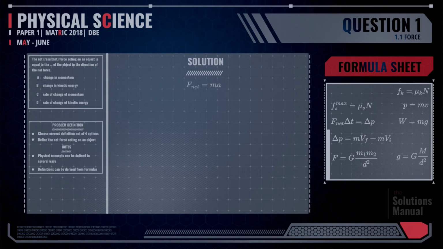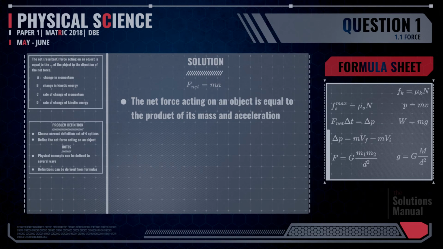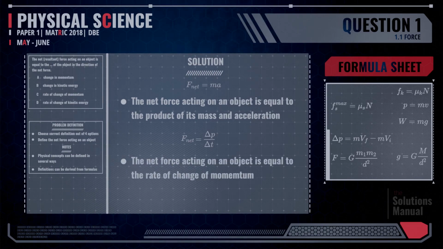Newton's second law defines the net force acting on an object as the product of its mass and acceleration. This definition does not correspond to any of the options given to us. Therefore, we need to find an alternate definition of the net force. If we take this formula and isolate the net force by dividing both sides of the equation by delta t, we get an alternate definition of the net force. If we put this in words, it reads: the net force acting on an object is equal to the rate of change of momentum. This corresponds to option C.